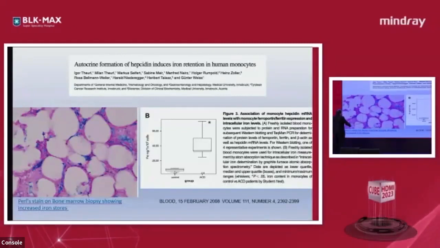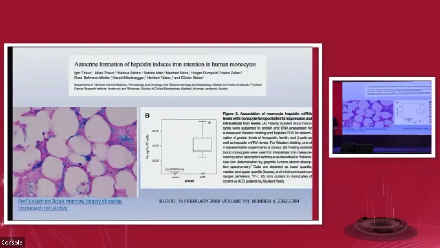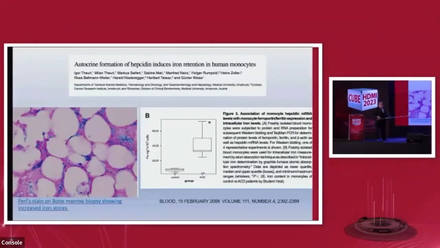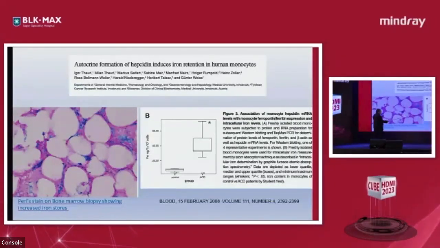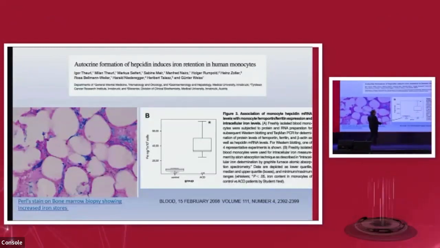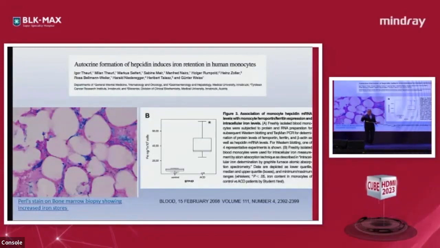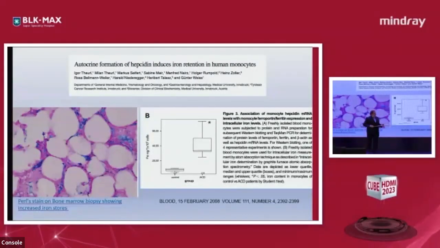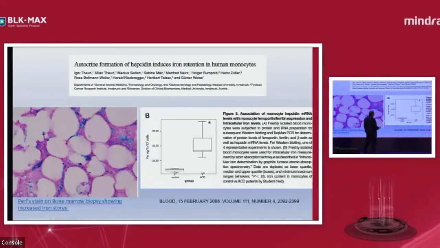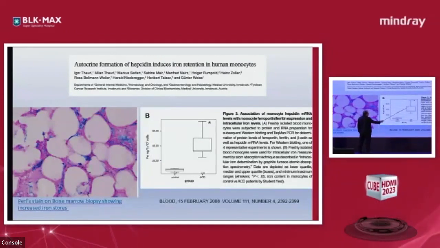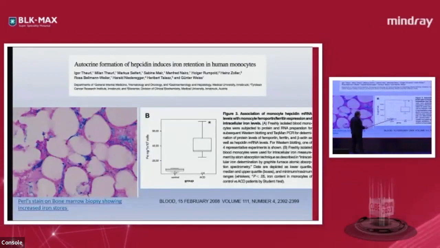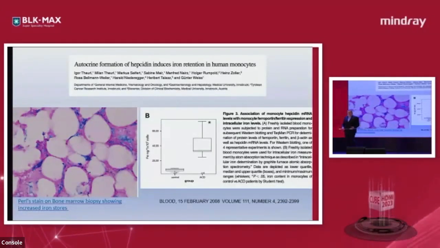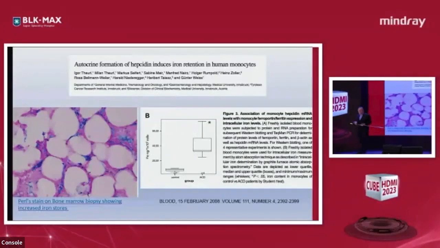You cannot do a biopsy because nobody will authorize you to biopsy a hemodialysis patient. But they used another method. They were sorting monocytes from the blood in anemia of chronic disease, and they were measuring the iron of the monocytes with atomic absorption. And they demonstrated that in anemia of chronic disease, the iron was very high in the monocytes, and not in the control group. The ferritin correlates with iron.